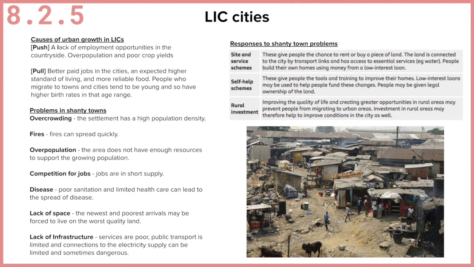And then finally, they've also tried to stop people or try to encourage people to stay in the countryside instead of coming to the city. And this is called rural investment. They're trying to improve the quality of life and the opportunities such as jobs available in the rural areas to prevent people from wanting to go to the city, to prevent that rural to urban migration in the first place. So this involves investing in the rural areas to improve the conditions there, and that in turn is going to help the people in the city because it's going to take less on their resources. It's going to reduce the strain on the resources of that city.